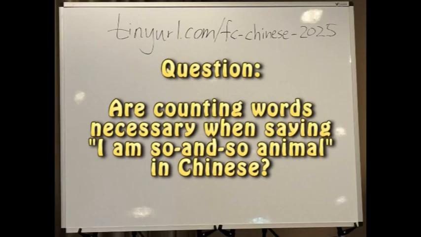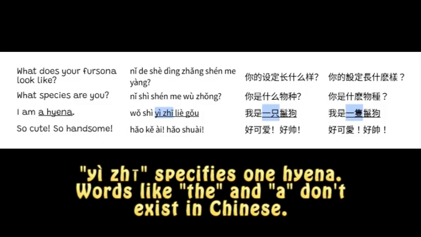Okay, so any other? In the handout, it says like I'm a hyena. Do you have to have a counter, or can you just say I'm hyena? I think it's optional. Yeah, you don't have to have the 一只 in front of it. You can say 我是猎狗. Yeah, you can skip the first two, because I am is enough verbs.